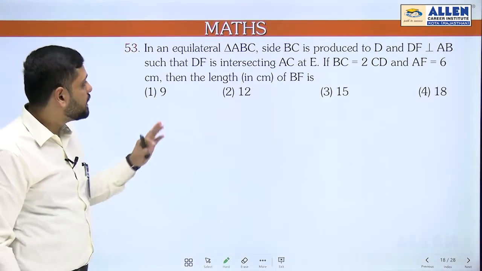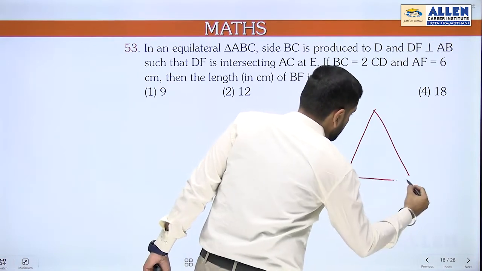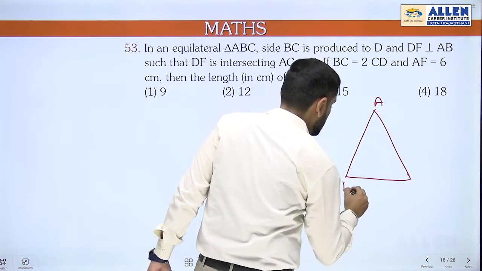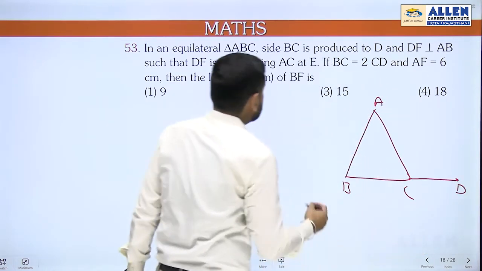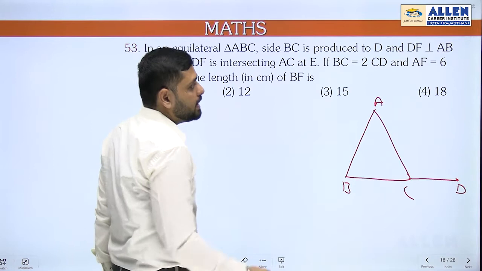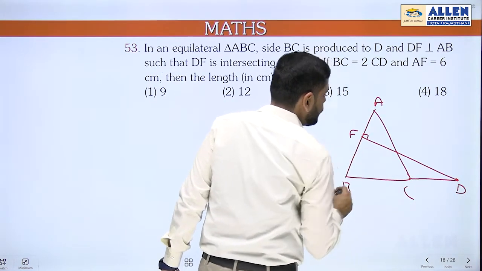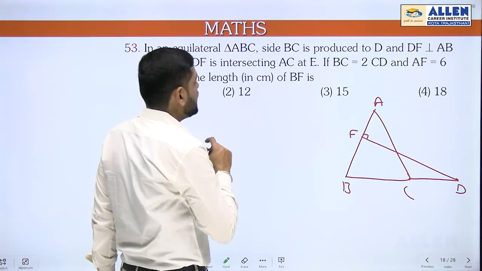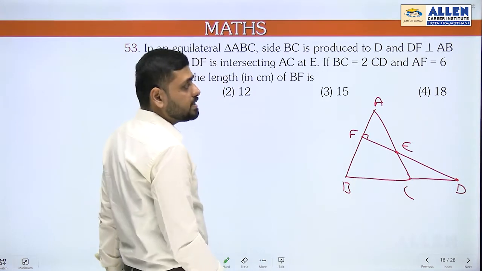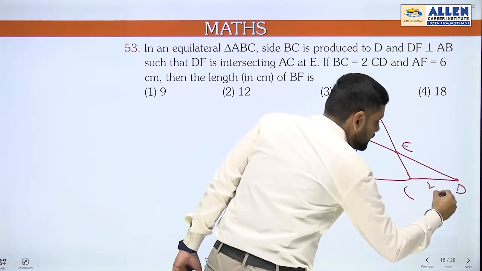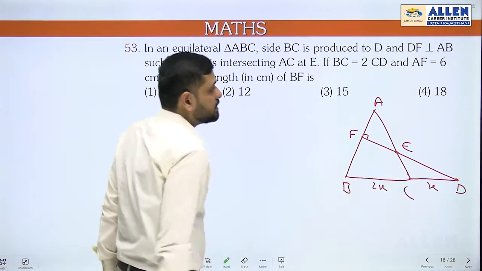The next question is in an equilateral triangle ABC. Here it is given equilateral triangle ABC and side BC is produced to a point D. BC is produced to D. DF is perpendicular to AB, and from D they have drawn perpendicular DF on AB such that DF is intersecting AC at E. BC is twice of CD. So suppose if you take this as X, this will be 2X because BC is 2 times of CD.